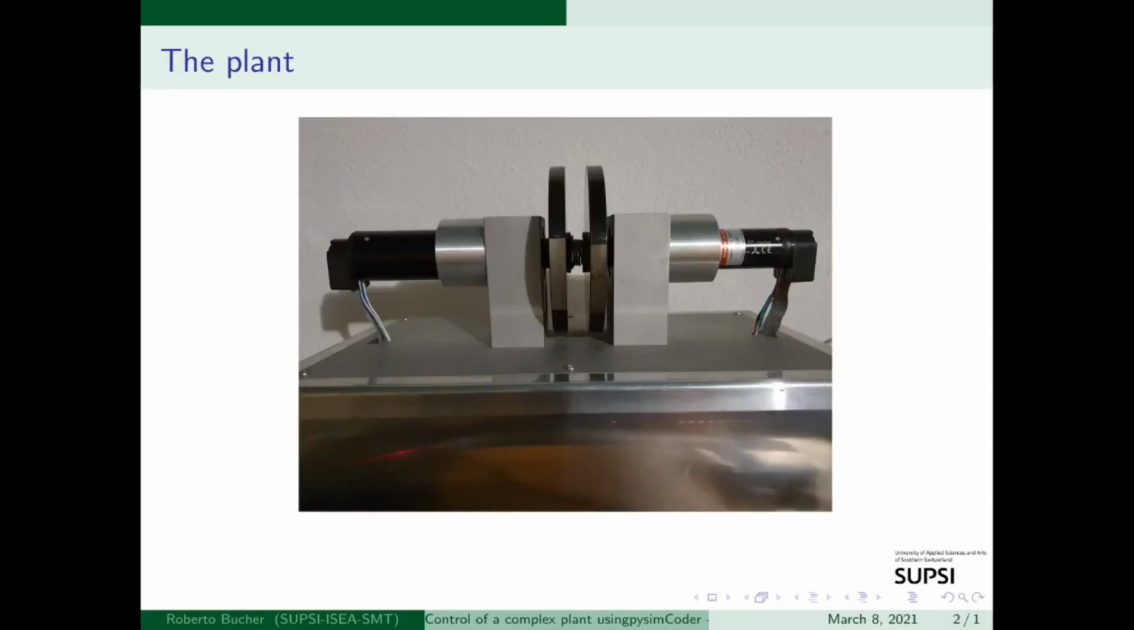We have two disks, and each disk is connected to a motor. And between the two disks we have a spring. We can move both disks only using one of the two motors because we have a direct connection between the two disks.